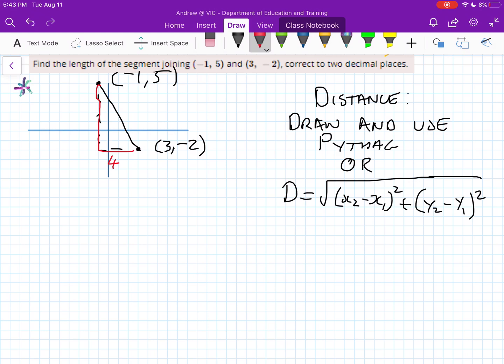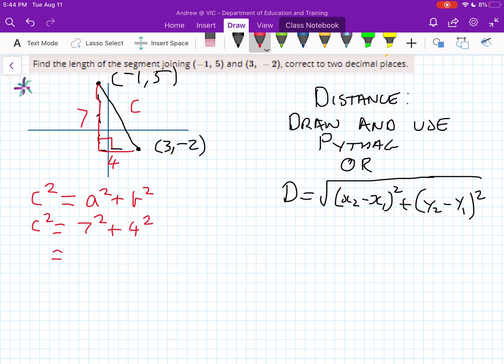Then for our y values, we need to find how far up this is. It's sort of like doing your rise over run. We go from 5 to -2, so this here is 7. Now we need to do our Pythag. Hopefully you remember that c squared is equal to a squared plus b squared, c squared being the hypotenuse opposite the right angle. So just remember this will be c. It doesn't matter which you call a and b, so 7 squared plus 4 squared.